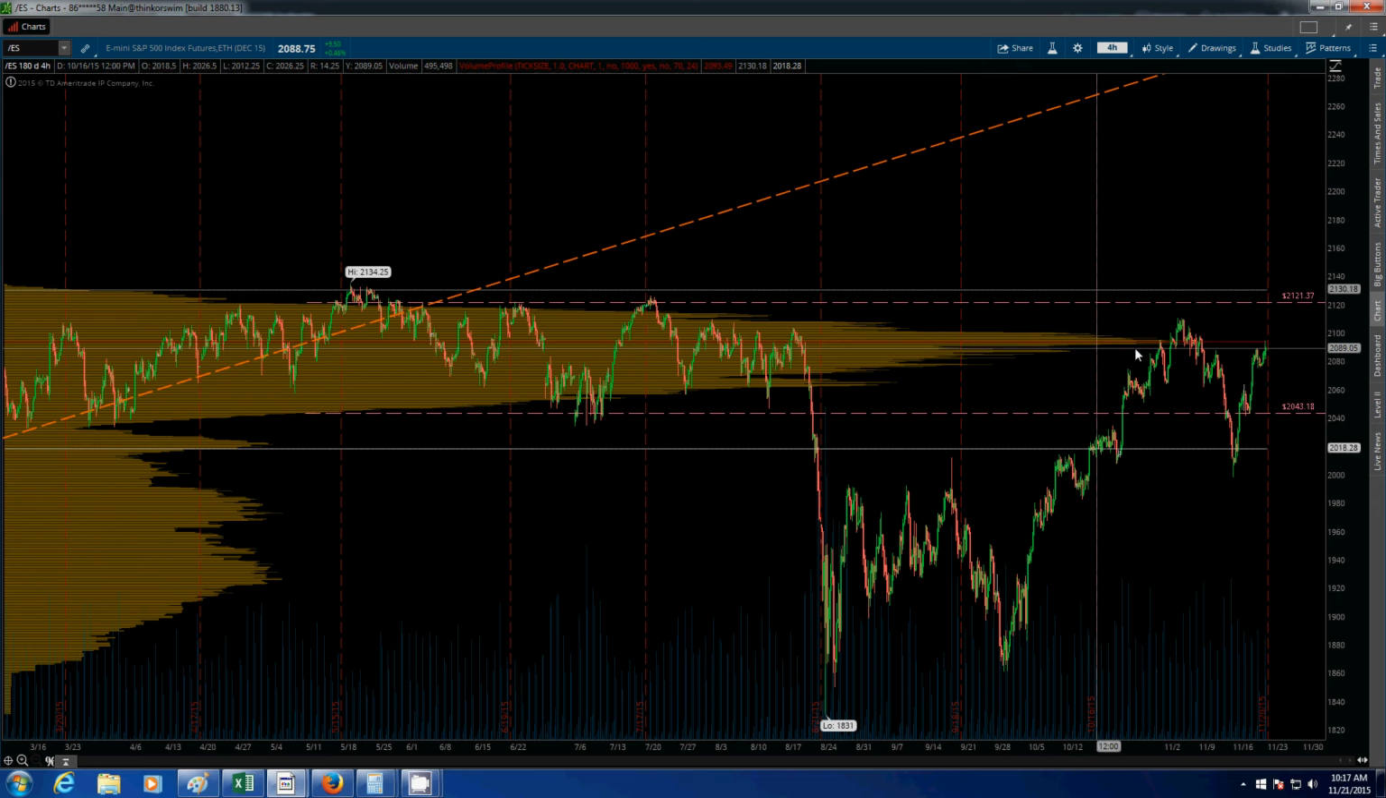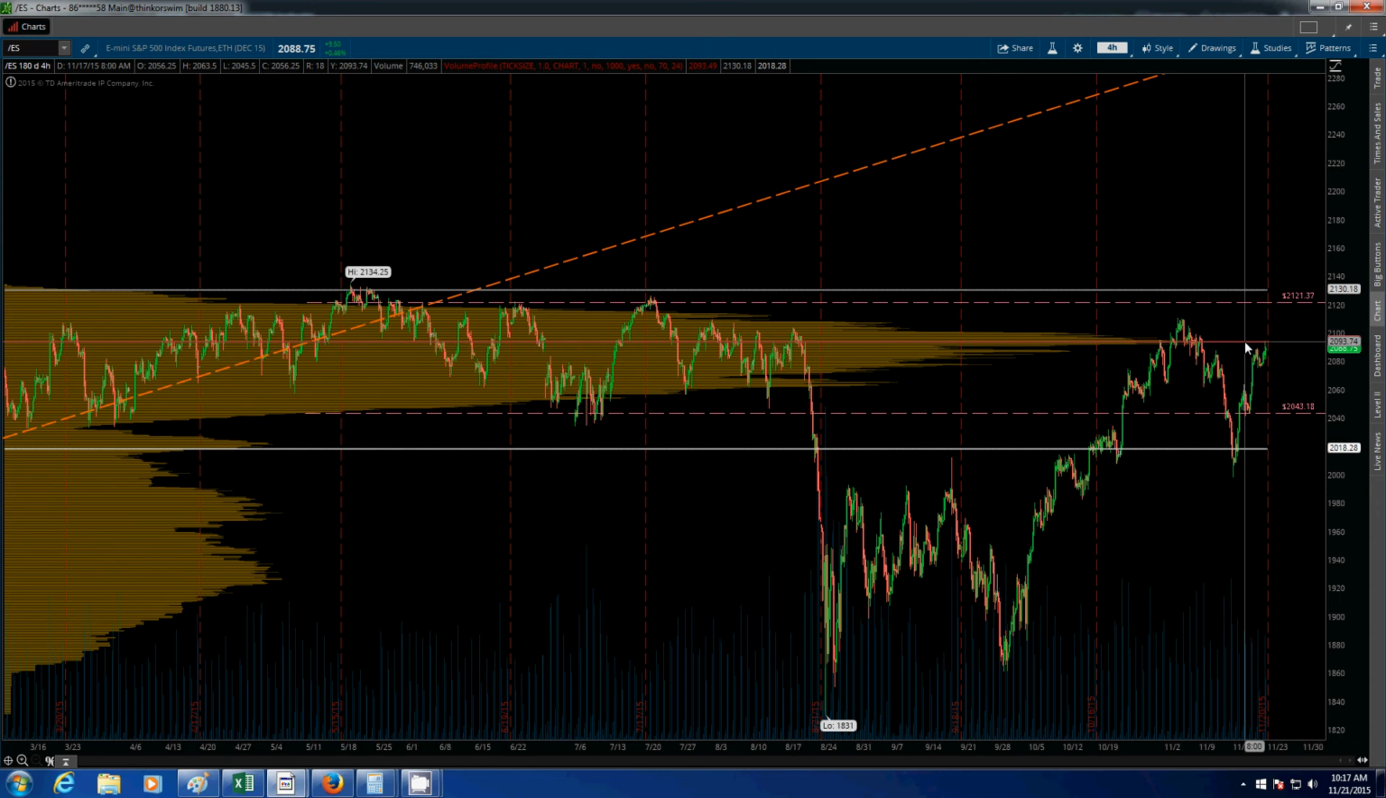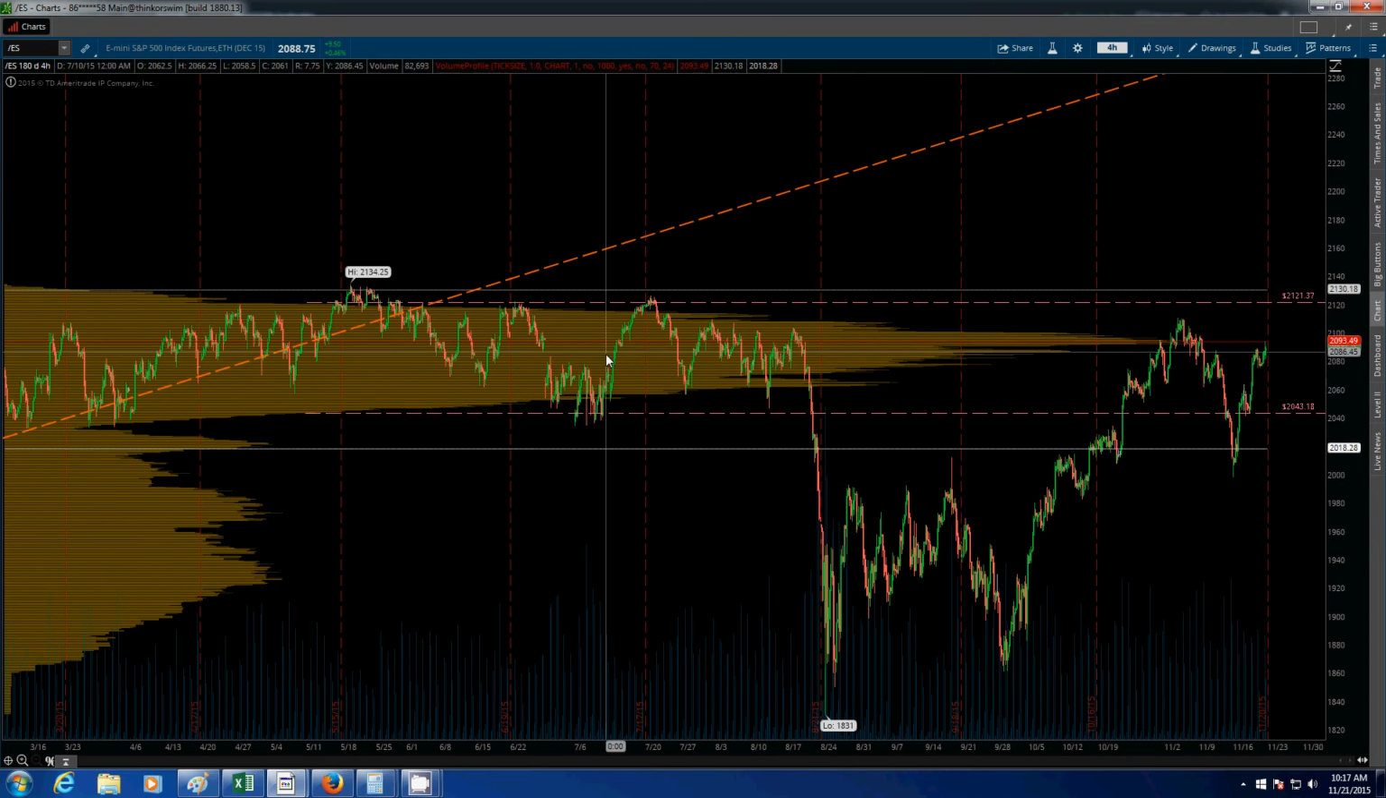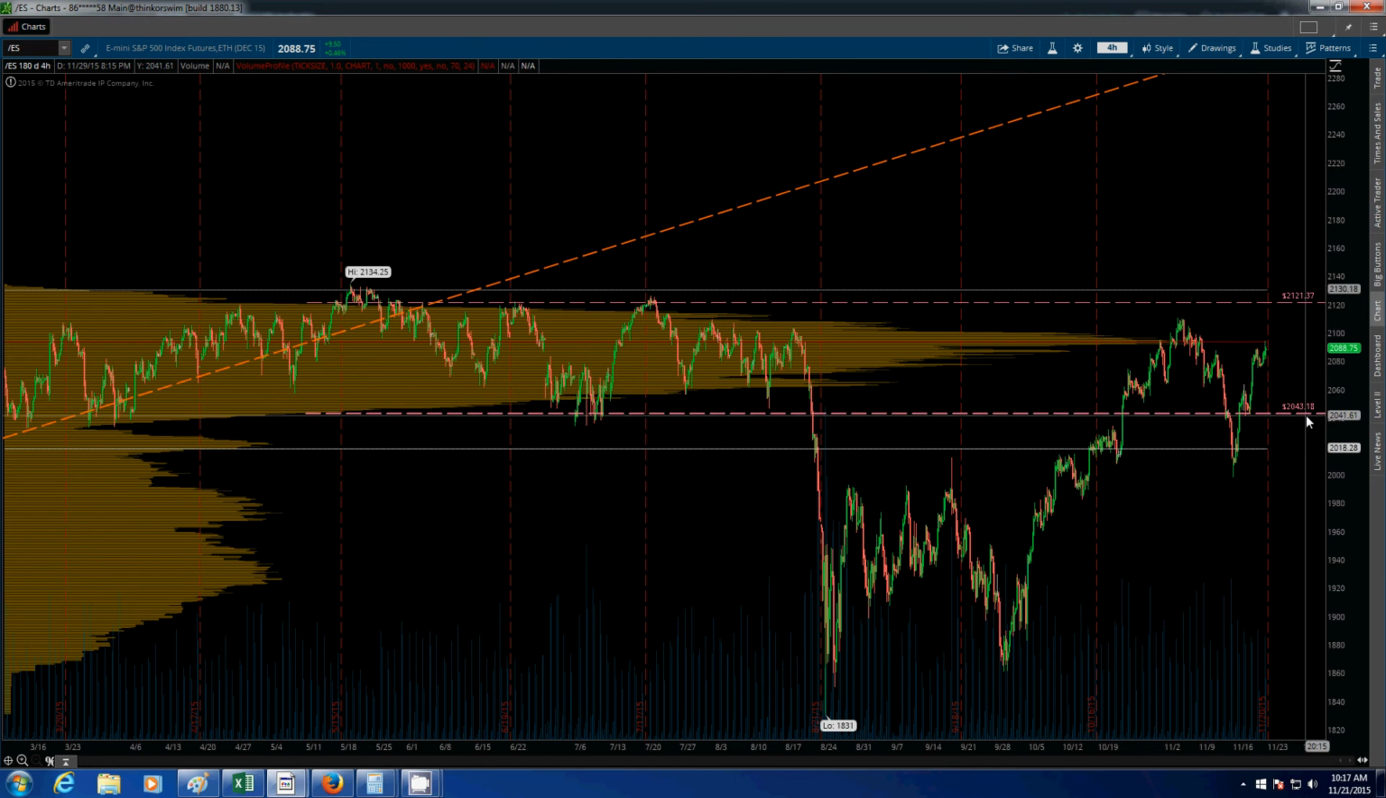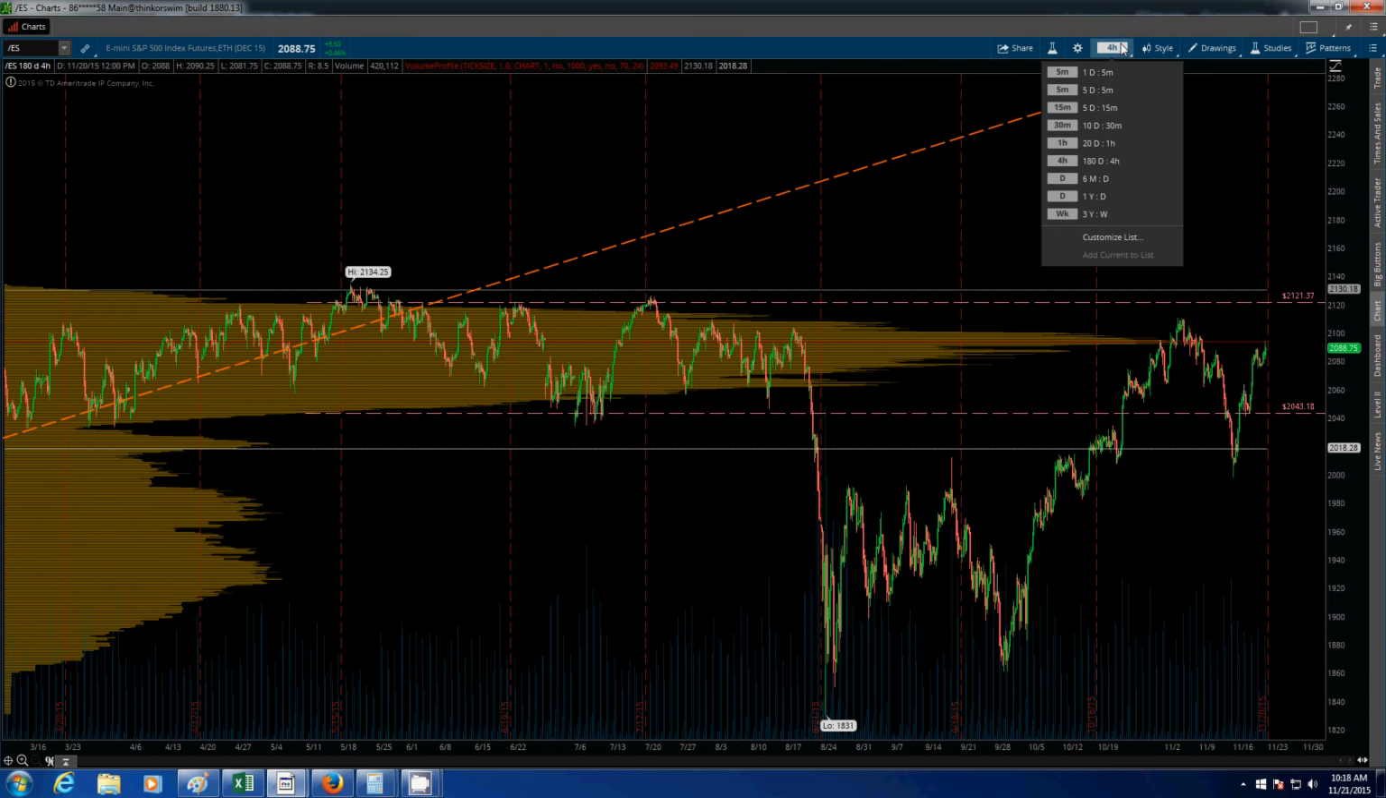We're not rejecting it. We did reject the high volume node here on the 180-day in the 2095 area or so, but we are still contained within the volume, and we are still accepting in the volume. We're not being pushed out of volume, which means people are accepting the price right now where it is. Really anywhere from this 2043 up into 2121 on ES. As long as we sit in volume, it's got more of a bullish tone than a bearish.